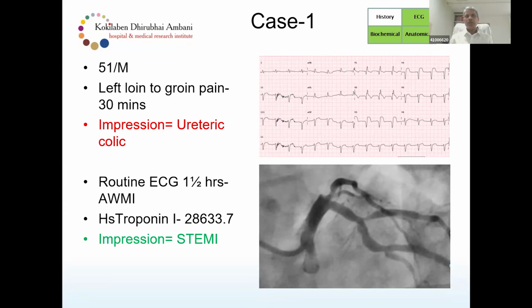So the history many times may be unreliable. It can be false positive and it can be false negative. So there are a lot of pitfalls in the history. This is just to highlight that history cannot be totally relied upon, and as a single component, it can mislead.